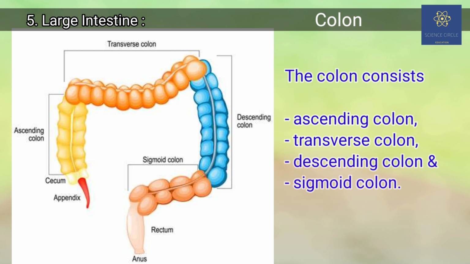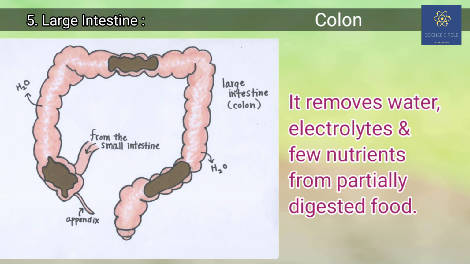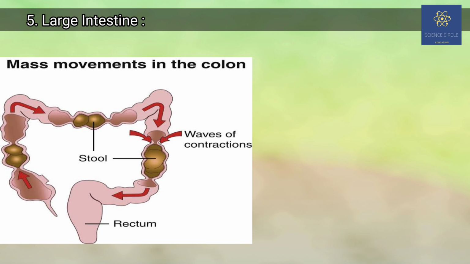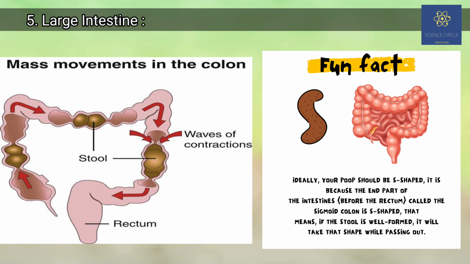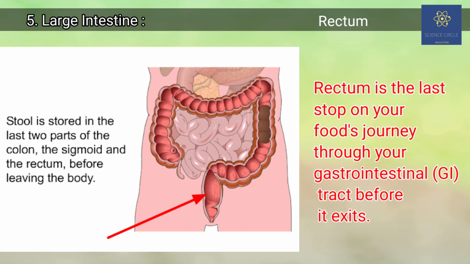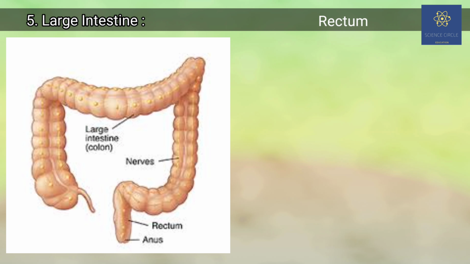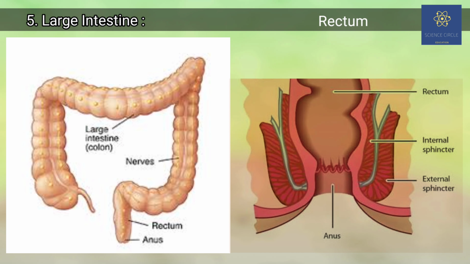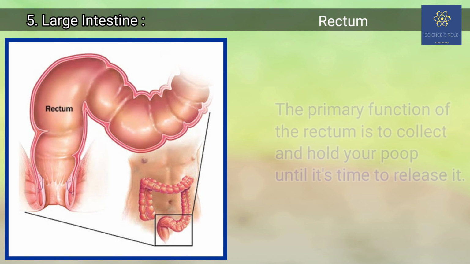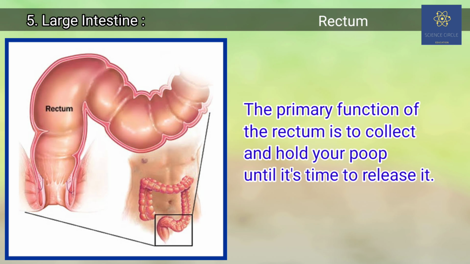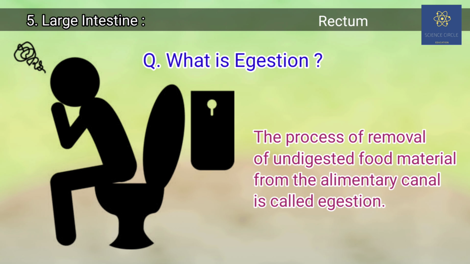It has four parts, as you can see here. The major function of this part is to remove water and some nutrients as well as electrolytes from the partially digested food. The remaining material, solid waste called stool or poop, moves through the colon and gets stored in the rectum, which is the last part of the large intestine, much broader than the colon, and leaves the body through an opening called the anus, which is guarded by an anal sphincter. The rectum absorbs the excess water and holds the waste until it is full. When the nerve triggers, there is an urge to defecate. This process is known as egestion.